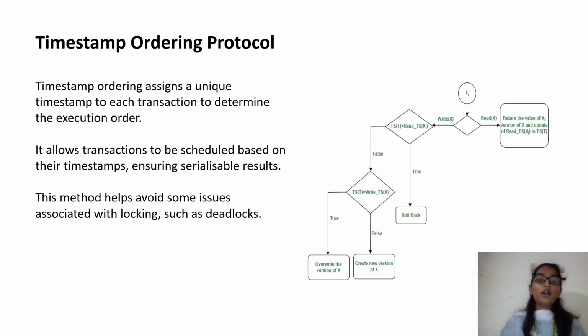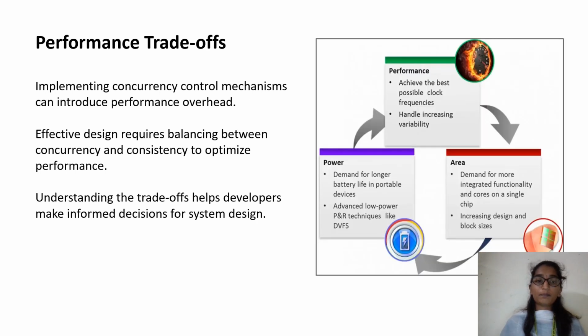Now, timestamp ordering protocol. Timestamp ordering assigns a unique timestamp to each transaction to determine the execution order. It allows transactions to be scheduled based on their timestamps, ensuring serializable results. This method helps us to avoid some issues associated with locking, such as deadlocks.